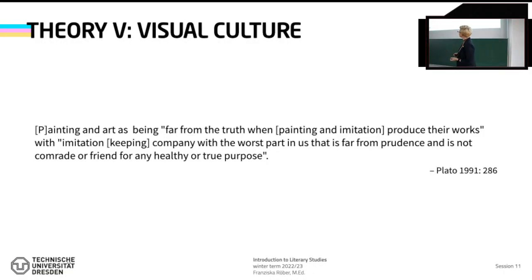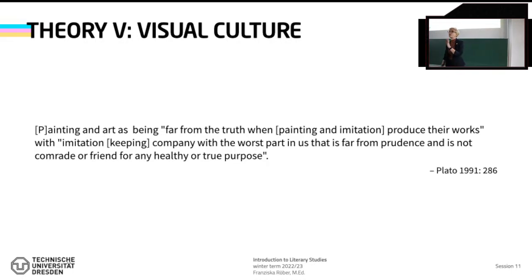So if we look, for instance, at Plato, he criticizes painting and art as being just an imitation. It's not something good. And he says, painting and art are far from the truth when painting and imitation produce their work. So if you just look at nature or look at someone and paint it and imitate this real thing, it keeps company with the worst part in us that is far from prudence and is not comrade or friend for any healthy or with any purpose. So this is necessarily bad. Art and painting isn't something you should be doing. In his case, it's sculpturing that is actually very good, but painting in general really, really isn't.